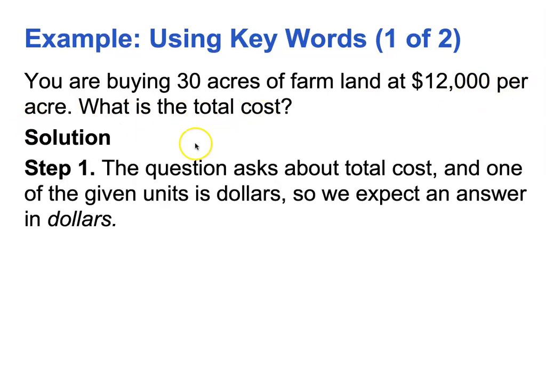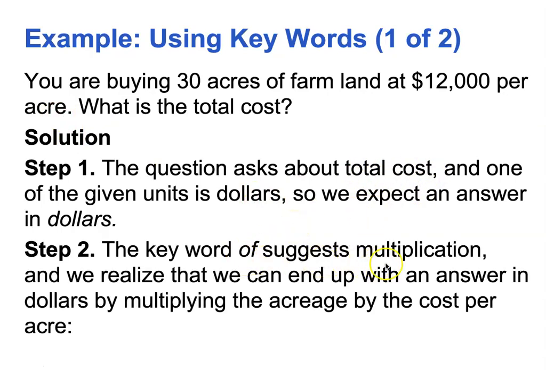All right, so the first step is the question asked about total cost. How much did you spend in all? One of the given units is dollars, so we actually expect the answer to be in dollars. When you're looking at total cost, we're not asking about how many acres they bought. We're asking about how much money they spent when they bought the acres.